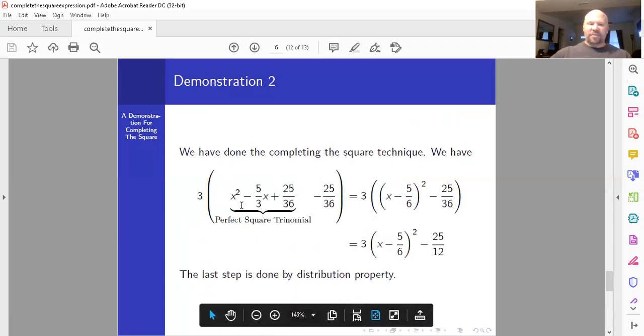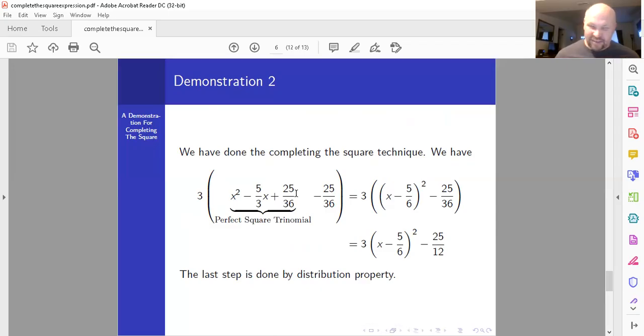And again, we recognize this as a perfect square. It's actually constructed that way. So we have 3 times the quantity, x squared minus 5/3 x plus 25 over 36. That is a perfect square trinomial, and it can be factored down. The minus 25 over 36 comes along for the ride. So I go ahead and rewrite that perfect square trinomial in its factored form, and I end up with 3 times the quantity, x minus 5/6, that quantity squared, and then minus 25 over 36, still inside the parentheses to multiply by 3.